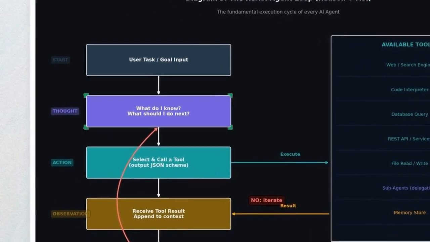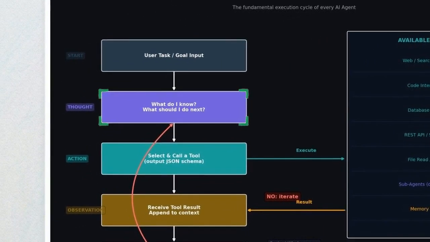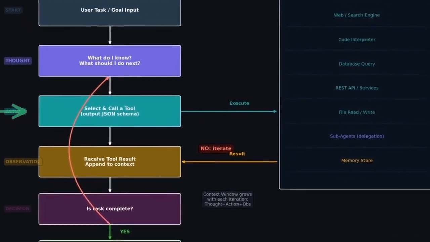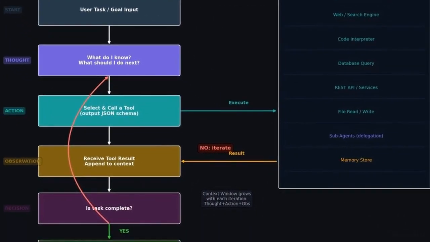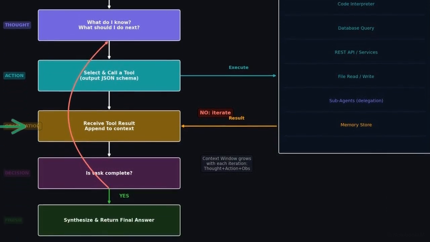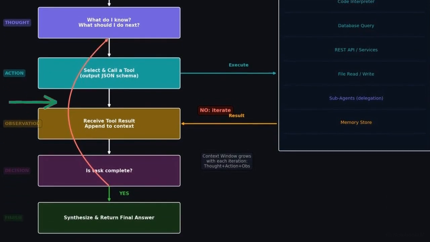First is the purple thought phase. The model evaluates what data is missing. Next, the teal action phase. The model selects a tool and triggers the host application. Finally, the brown observation phase. The tool result is appended. Following the red arrow, the LLM reads this and begins its next thought phase.